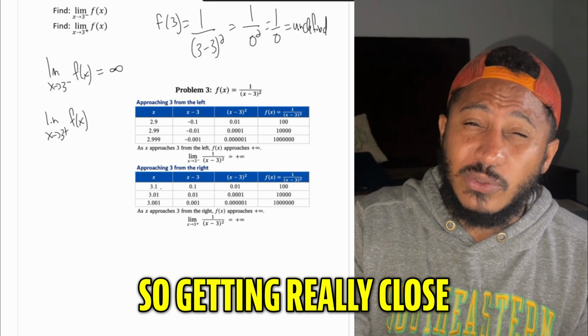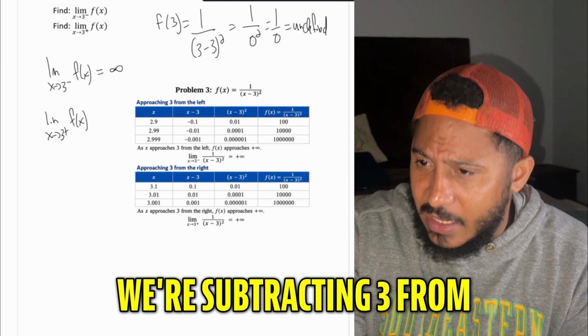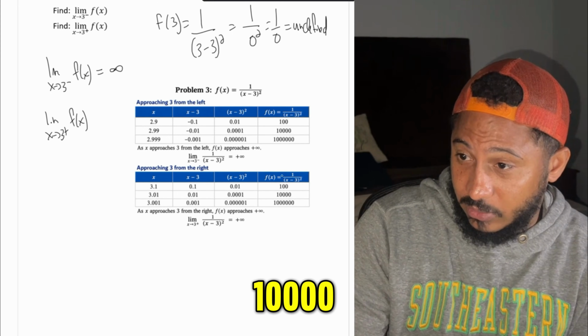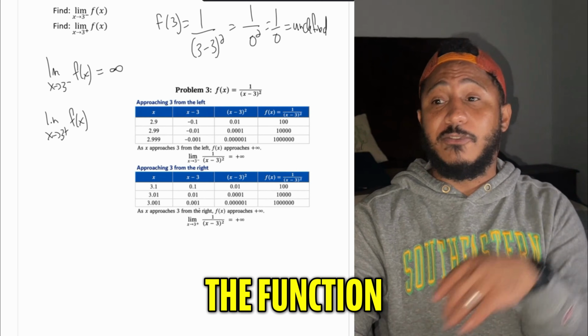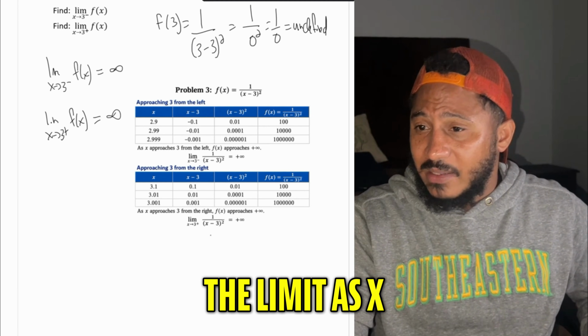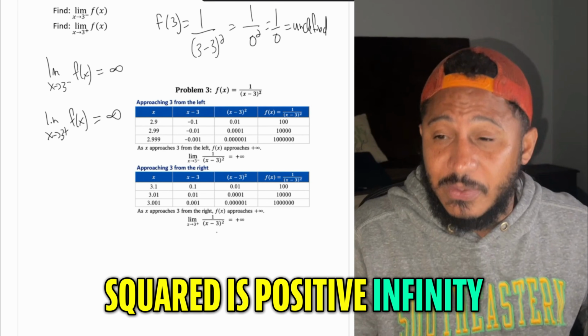So getting really close to 3, but with higher numbers: 3.1, 3.01, 3.001. We're subtracting 3 from that number, squaring it, and then taking 1 over that number. So we get 100, 10,000, 1 million. As x approaches 3 from the right, the function is getting infinitely large, approaching positive infinity. Meaning we would write the limit as x approaches 3 from the right of 1 over x minus 3 squared is positive infinity.